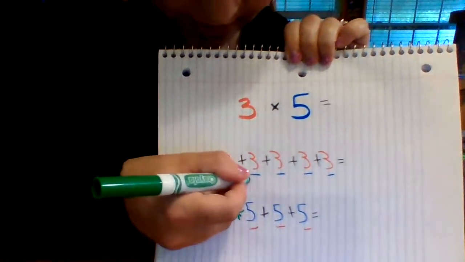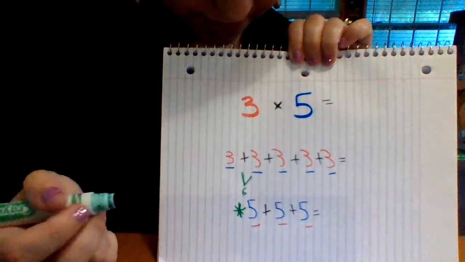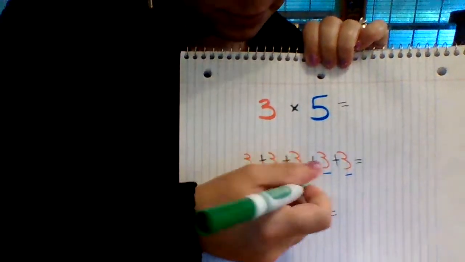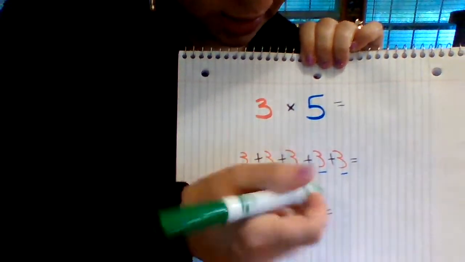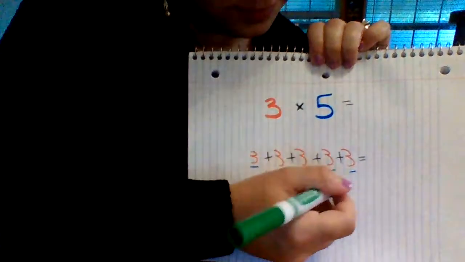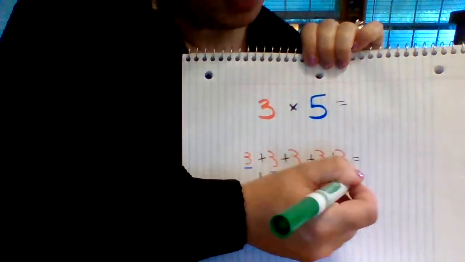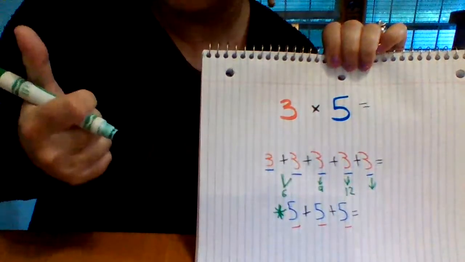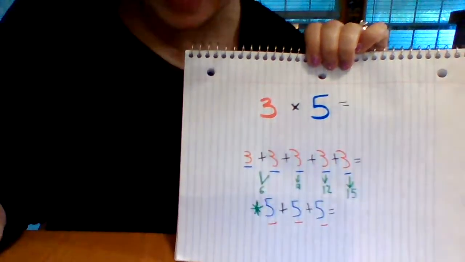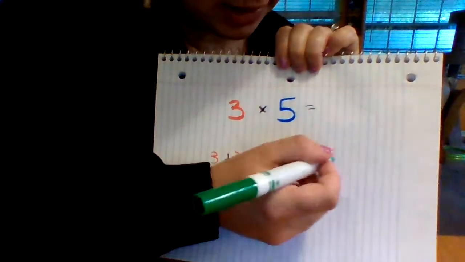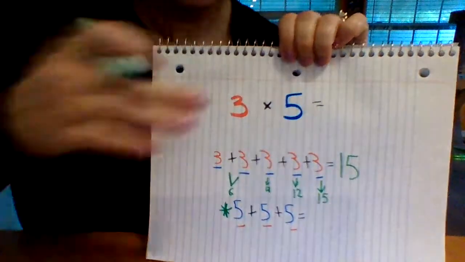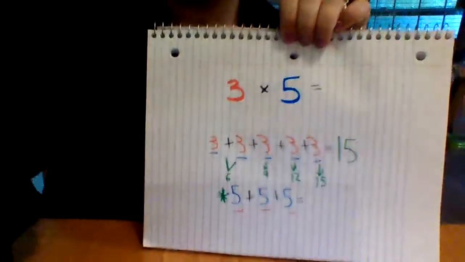3 plus 3, I know that is 6. 6 plus 3, 6, 7, 8, 9 is 9. 9 plus 3, 9, 10, 11, 12. And 12 plus 3, 12, 13, 14, 15. Okay, so I added 3 5 times and I got 15. Okay, let's see what happens when I add 5 3 times.